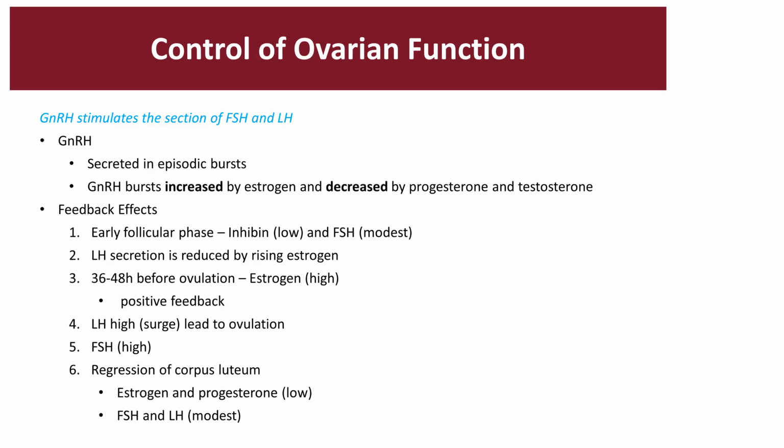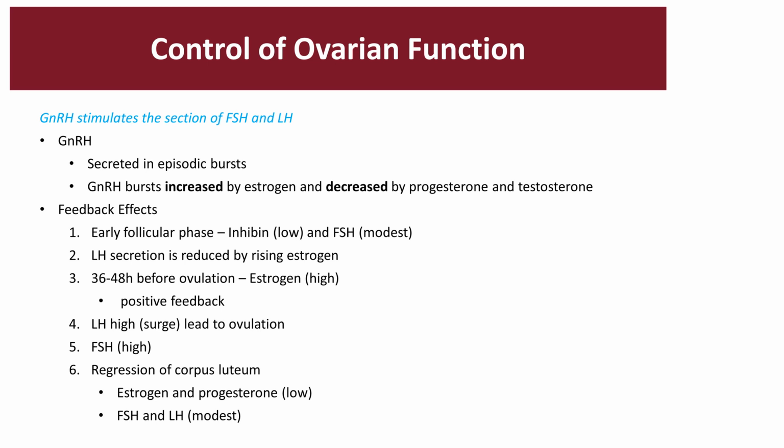CYP19 enzyme. So in summary, the control of ovarian function is as follows. GnRH stimulates the secretion of FSH and LH. GnRH is secreted in episodic bursts. This burst is boosted and increased by estrogen, but decreased by progesterone and testosterone. There's a feedback loop to be aware of.